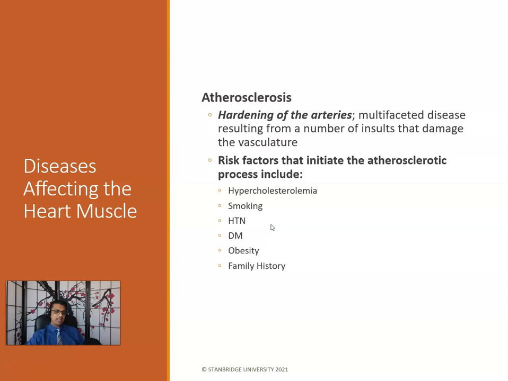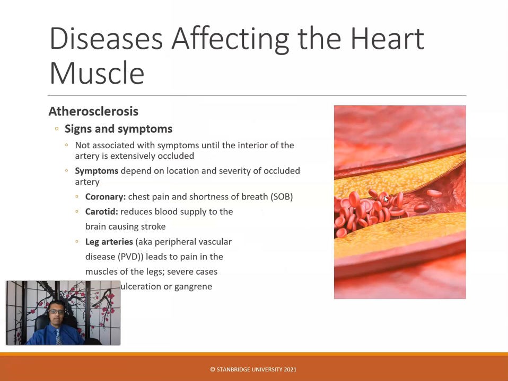Now, what is atherosclerosis? Atherosclerosis is a hardening of the arteries, a multifaceted disease resulting from a number of insults that damage the vasculature. Risk factors that initiate the atherosclerotic process include hypercholesterolemia, so a lot of cholesterol, smoking, hypertension, diabetes, obesity, and a family history. So you can see the plaque building up, and then the red blood cells have a difficult time going through that.